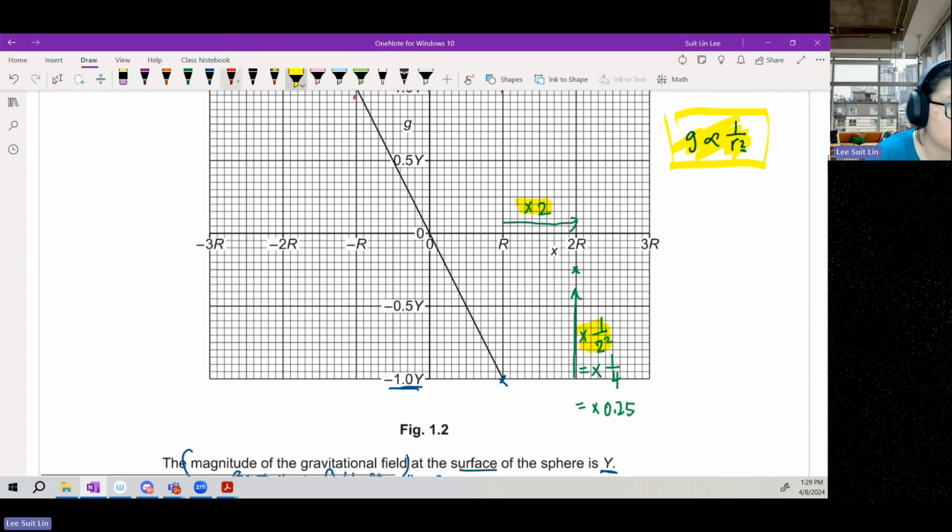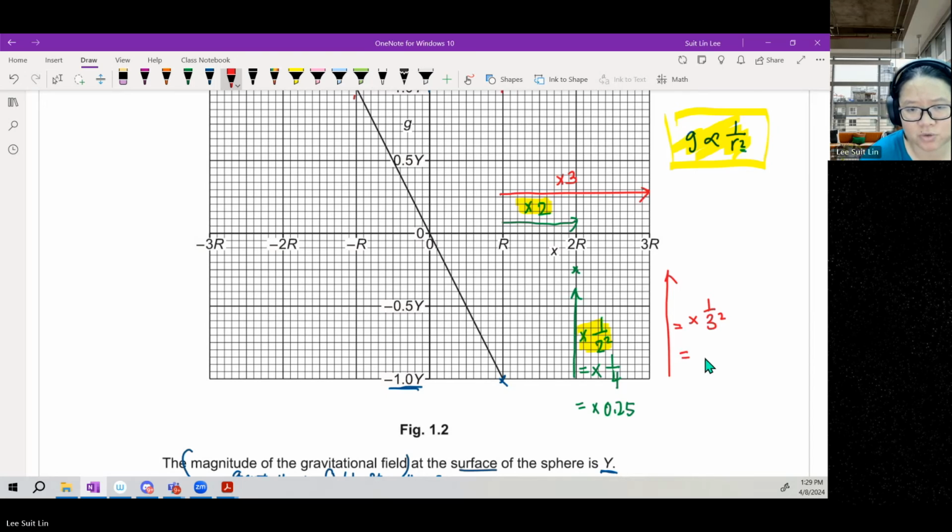Okay, we can keep doing it for R. Of course, for 3R, I'm going to refer back to R. So here multiply by 3, right? So meaning here to here, we will have to multiply by 1 over 3 square, which is 0.11 or 1 over 9. So 0.11 would be 0.1, 2 boxes, right? Because 1 box is 0.05.